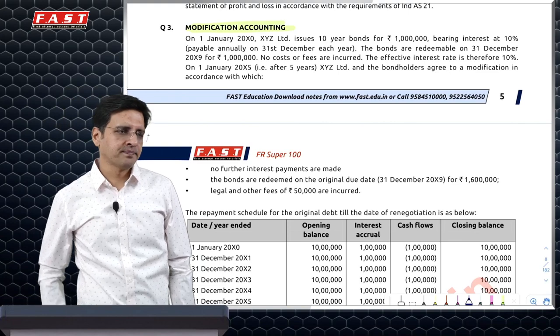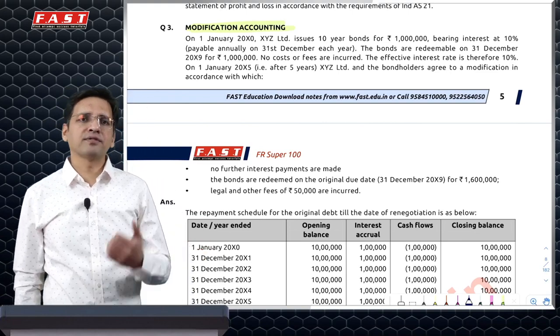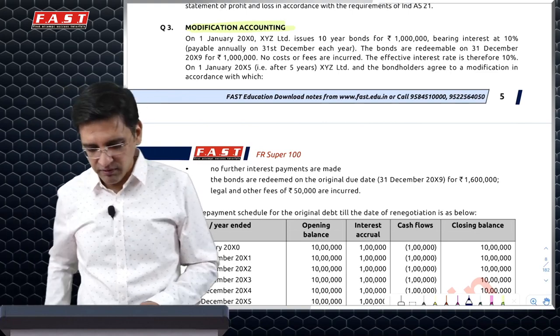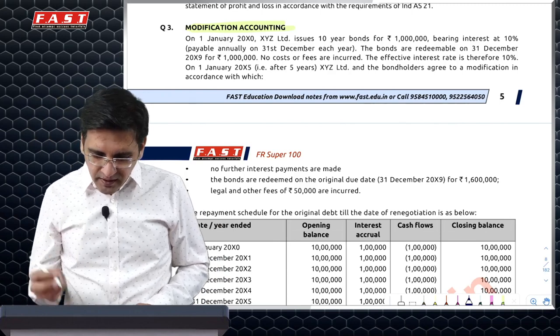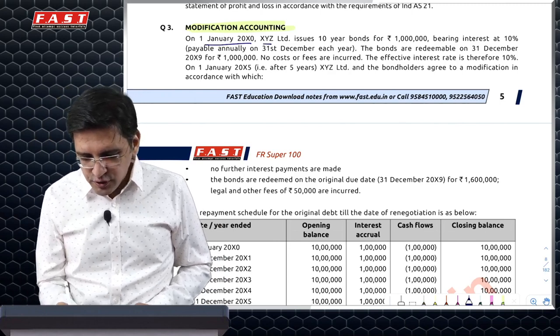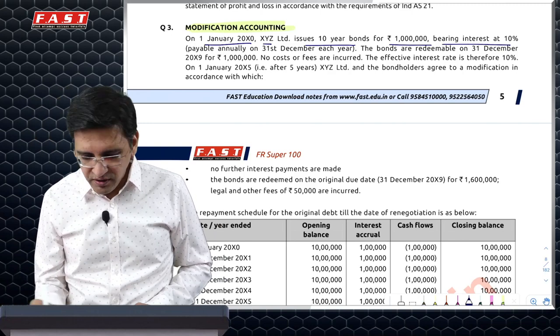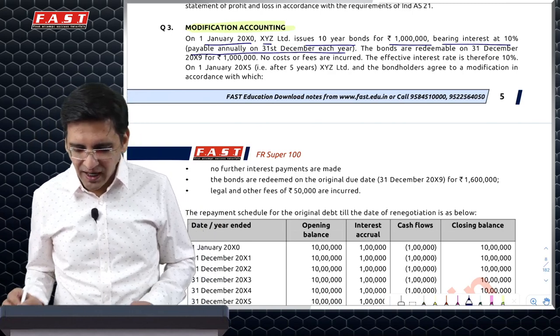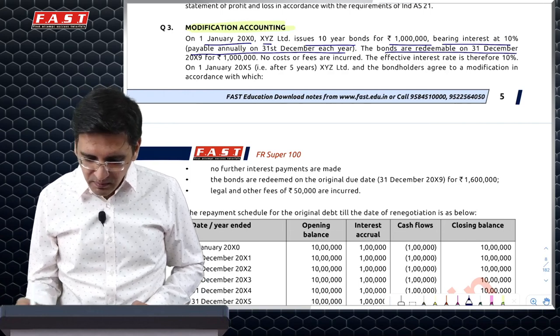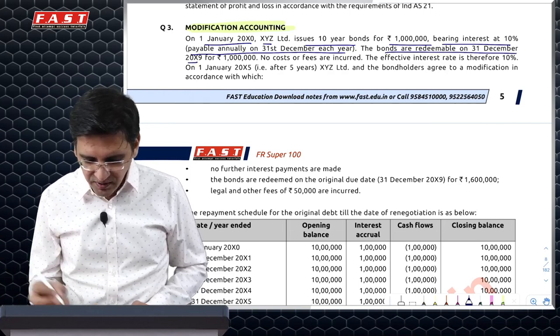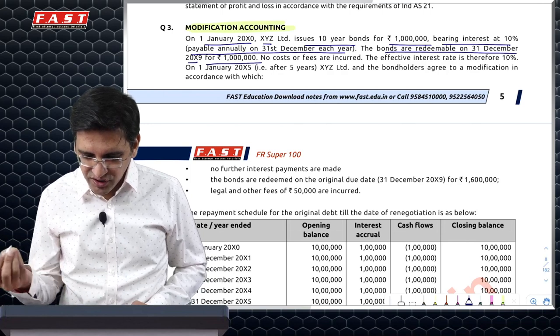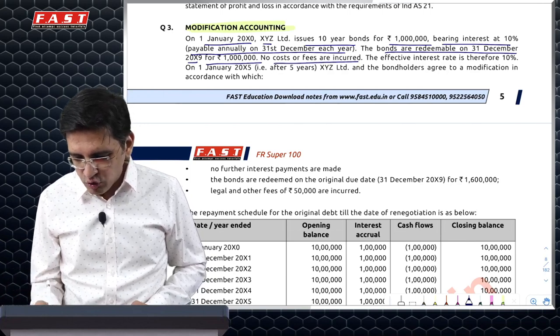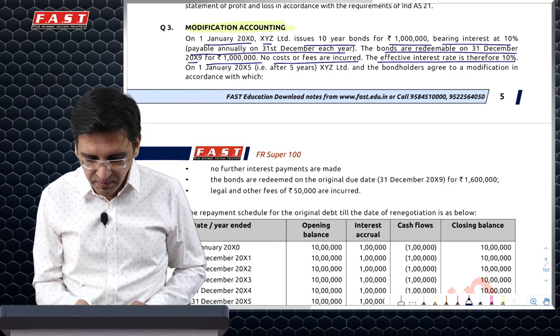In fact, in July 21, the question which was there was relating to financial asset modification. In this case, the question says on 1st January XYZ issues 10-year bonds for 10 lakh bearing interest at 10% payable annually on 31st December every year. So this is calendar year. The bonds are redeemable on 31st December 2009, which means 10 years from now, for 10 lakh, which is at par. There are no costs incurred, effective interest rate hence is 10%.